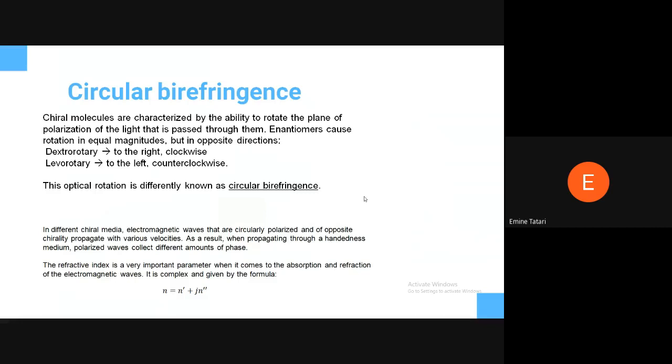In chiral media, electromagnetic waves that are circularly polarized and of opposite chirality propagate with different velocities, and as a result, when propagating through a chiral medium, polarized waves accumulate different amounts of phase. One important parameter here is the refractive index, which we have also mentioned in electromagnetic waves, but here it is a complex number, and it is found by the formula that we have written down here.